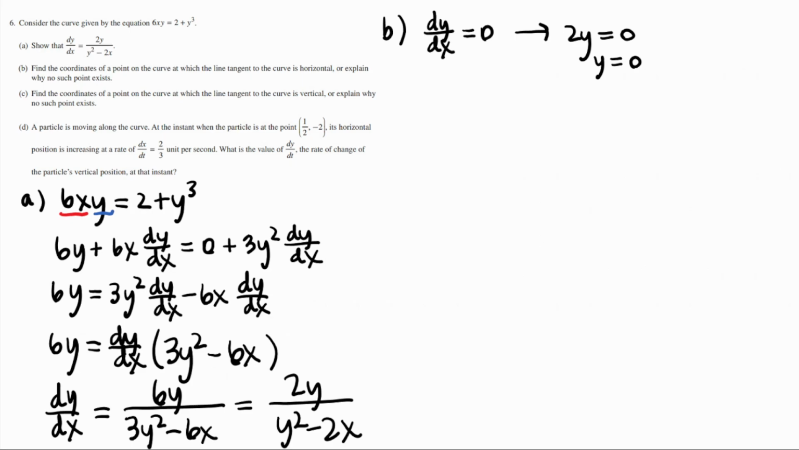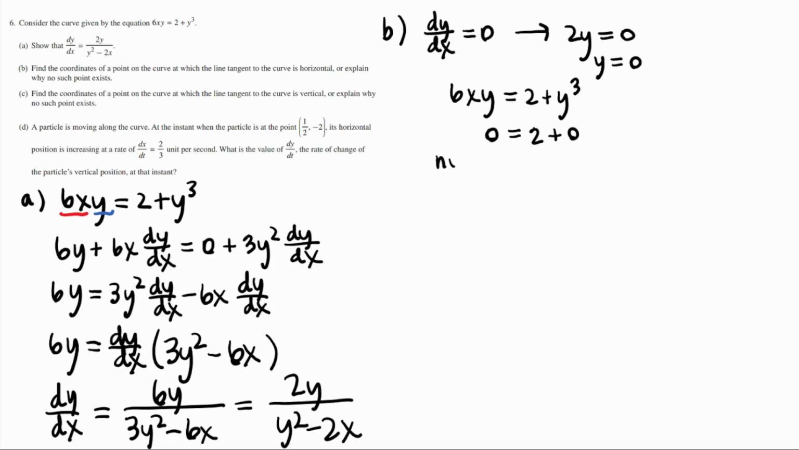Then I go back to the original equation, 6xy equals 2 plus y cubed, and plug in y equals 0. Oh, this is interesting. So 6 times x times 0, that's going to be 0, equals 2 plus 0. And so I'm going to see that no such point exists.